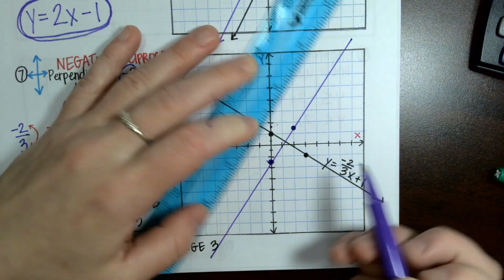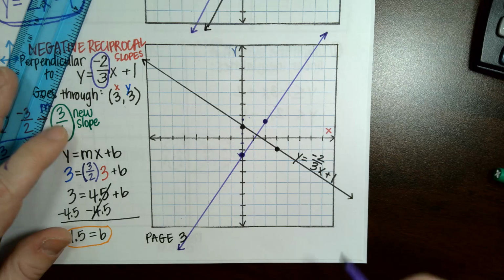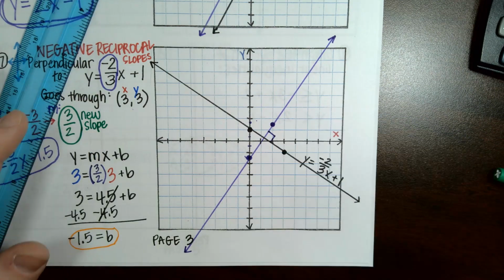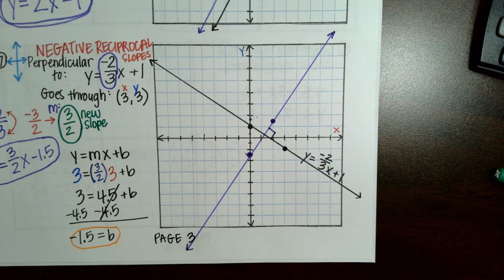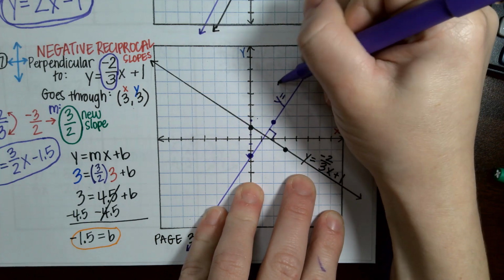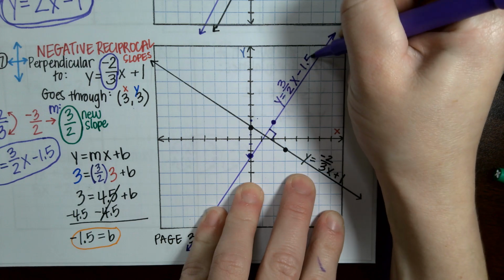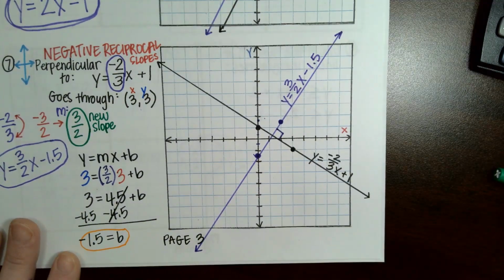And then we draw the line and look at that. That looks pretty perpendicular to me. That's almost perfect. So there is that 90-degree angle. That's beautiful. We can label this one too: y equals 3 over 2x minus 1.5. Awesome.